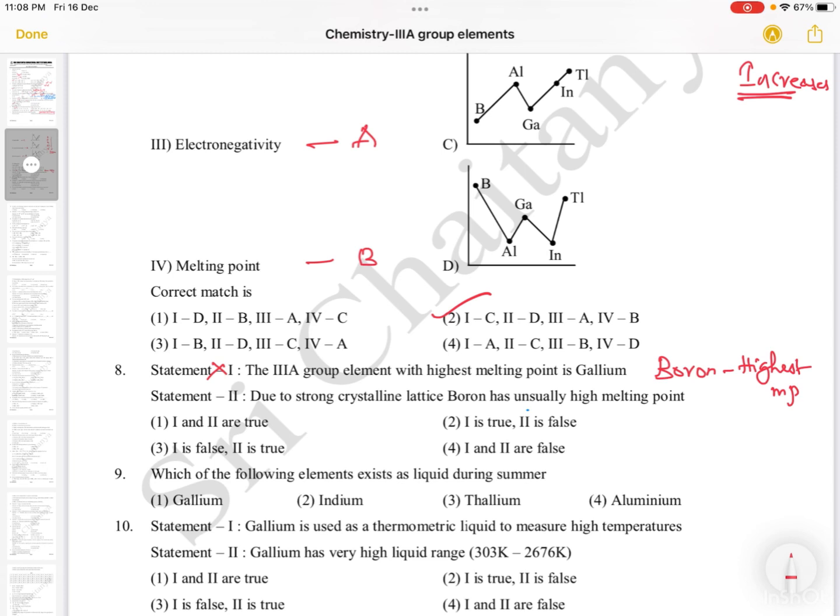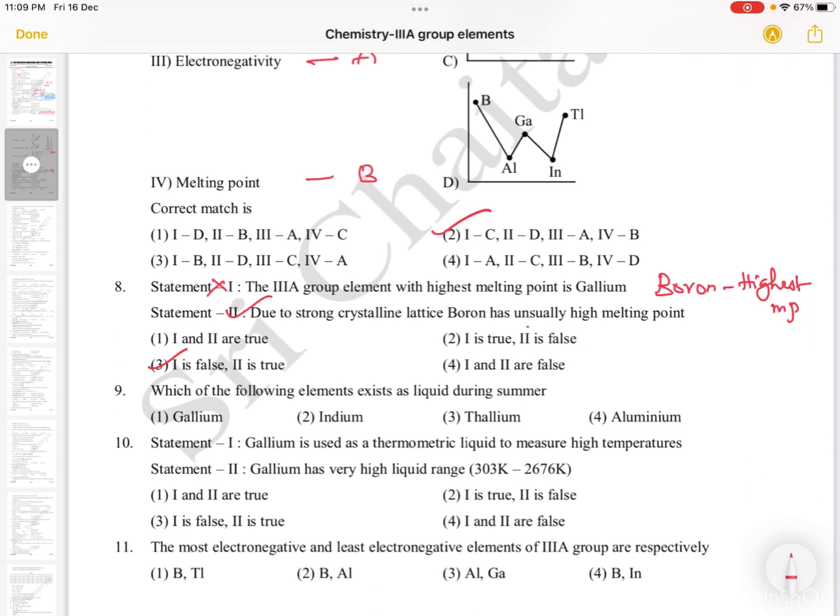Next, due to strong crystalline lattice, boron has unusually high melting point. Yes, high melting point of boron is because of what? It's unusually high because of its what lattice? Crystalline lattice structure. So third is a right answer for this question.